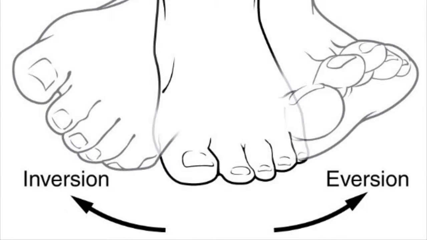Inversion is the movement of the intertarsal joints. It is the angling of the foot so that the medial foot rises off the ground. The foot has a greater range of inversion than eversion motion. An example of this is standing on the outside of the foot.